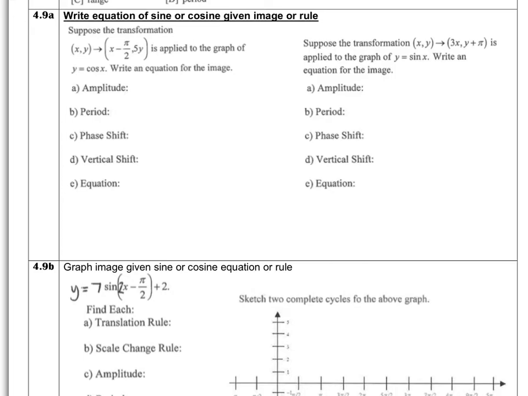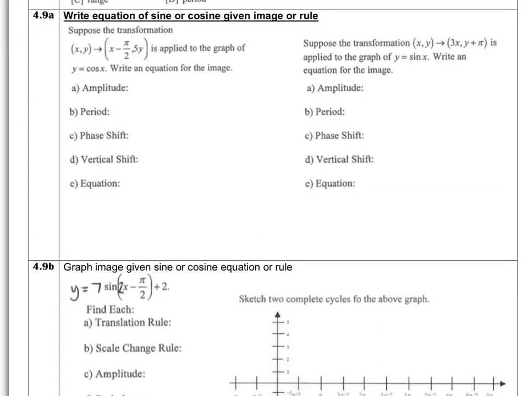We're going to skip sections 4.7 and 4.8, which are translations and scale changes, and go right to 4.9, which is the culmination of those two together. So this is what the problems will be like more so on the test. Let's look at 4.9a: write an equation of sine or cosine given an image or a rule.